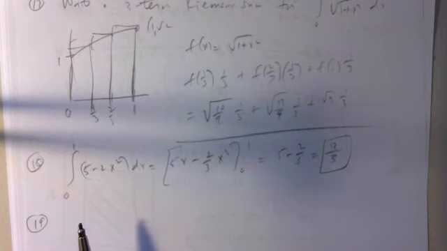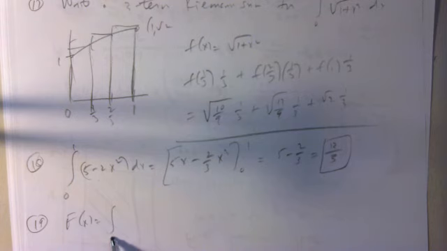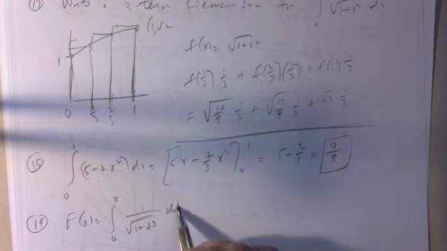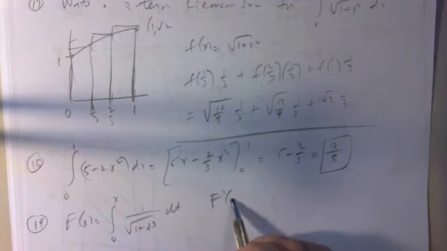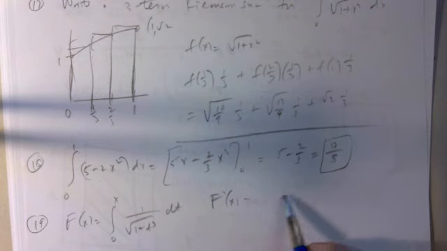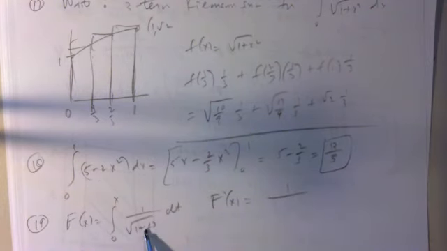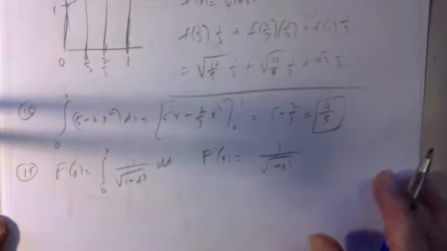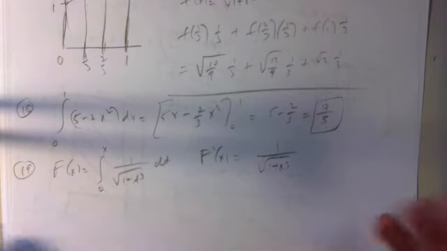Problem 19. If you have f of x is the integral from 0 to x of 1 over the square root of 1 plus t cubed dt. By the second version of the fundamental theorem of calculus, when you differentiate the integral, you get the integrand, 1 over the square root of 1 plus x cubed. If you know the fundamental theorem of calculus, you write down the answer. If you don't know it, it's impossible.